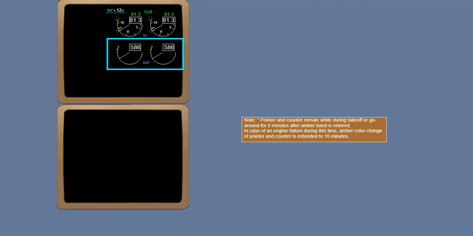A white pointer and boxed readout provide the EGT indication in degrees centigrade. The amber band indicates the maximum continuous EGT limit. The red line indicates the maximum takeoff EGT limit. The pointer and readout will normally be amber or red if the EGT reaches the respective limit. Please read the note about the inhibit of amber color during takeoff and go-around.